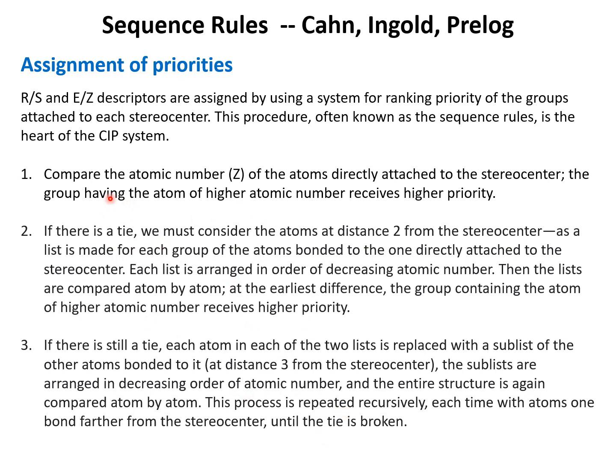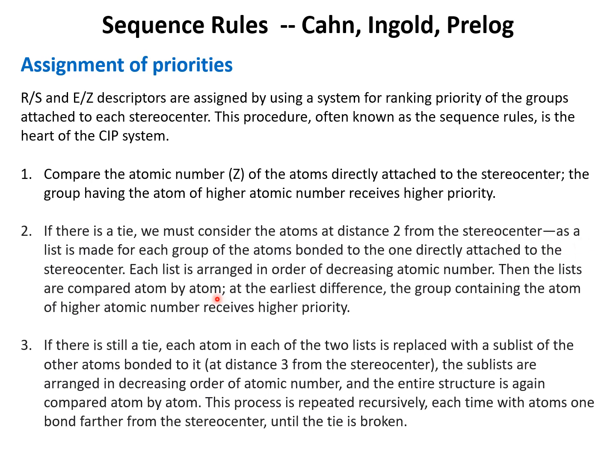In the first rule, compare the atomic number of the atom directly attached to the stereo center. The stereo center is carbon. The group having an atom of higher atomic number receives higher priority. For example, if oxygen and nitrogen are bonded to carbon, oxygen is 8, nitrogen is 7, then oxygen will be the higher priority based on the atomic number. If there is a tie, both oxygen or both nitrogen, then we must consider the atoms at distance 2 from the stereo center. Then we have to proceed to the next atom.